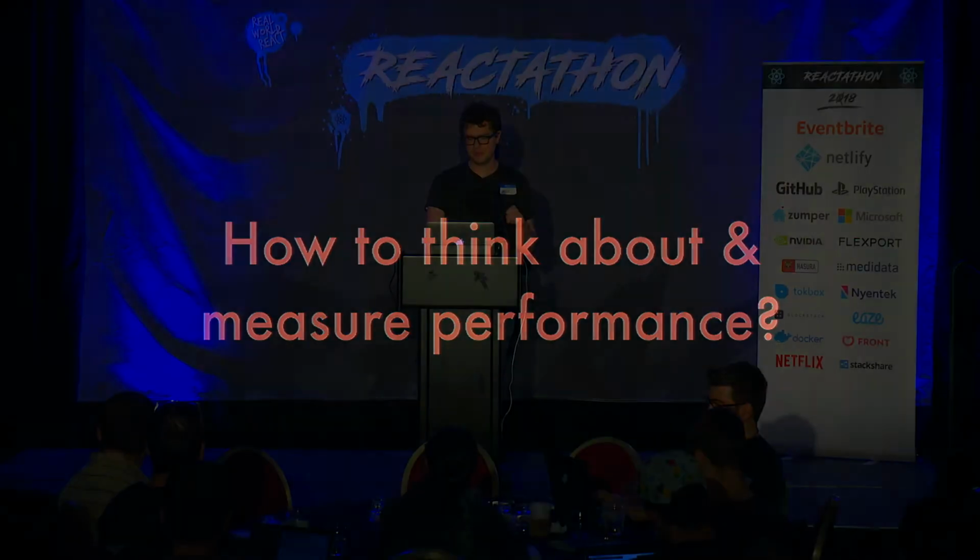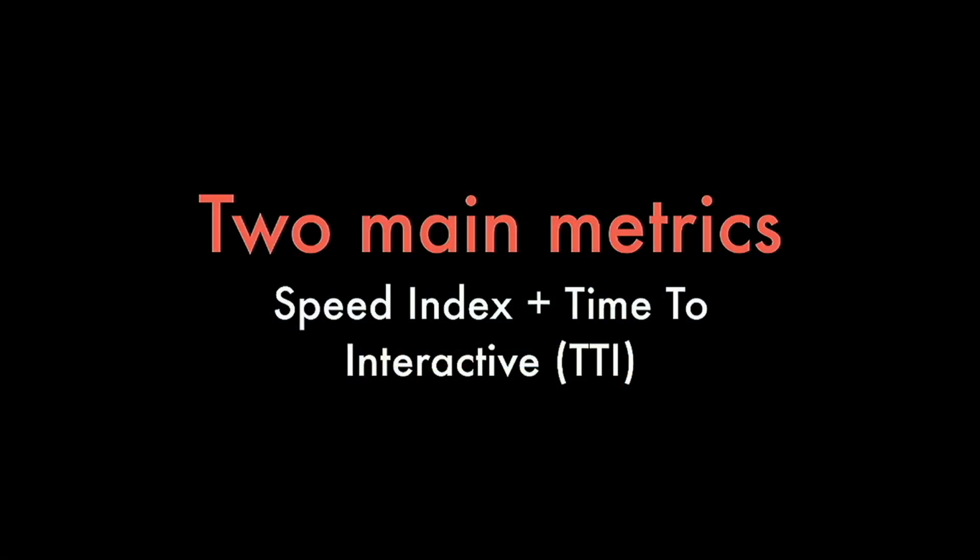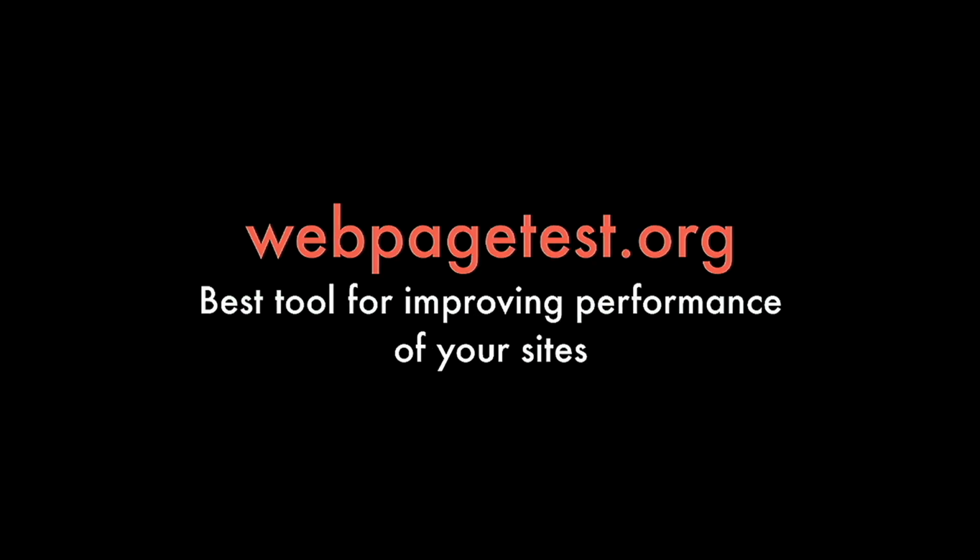So, how to think about and measure performance. Before you can solve a problem, you have to understand it and have a good way of thinking about it. Because if you don't know how to think about the problem, you'll never actually solve it. So there are two main metrics that I suggest everyone pay attention to when you're trying to examine how good your site's performance is, and when you're identifying ways to improve it. Those two are speed index and time to interactive.